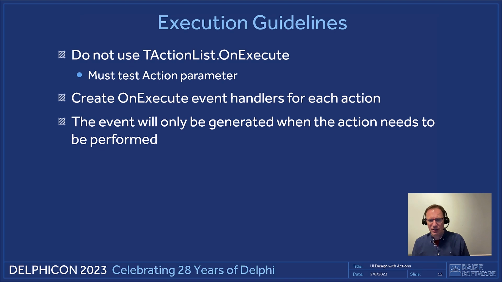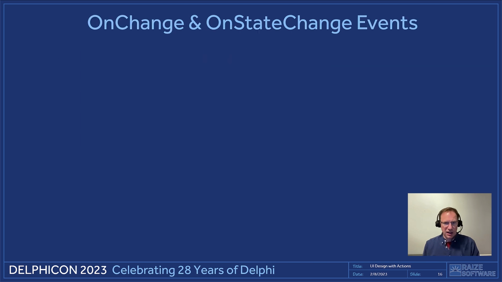So some execution guidelines really quickly. Don't use the on execute event handler at the action list level. You certainly can, but you have to test the action parameter to do that. Create separate on execute events for each action, like we did in the sample. The event will only be generated when the action needs to be performed, which is nice.